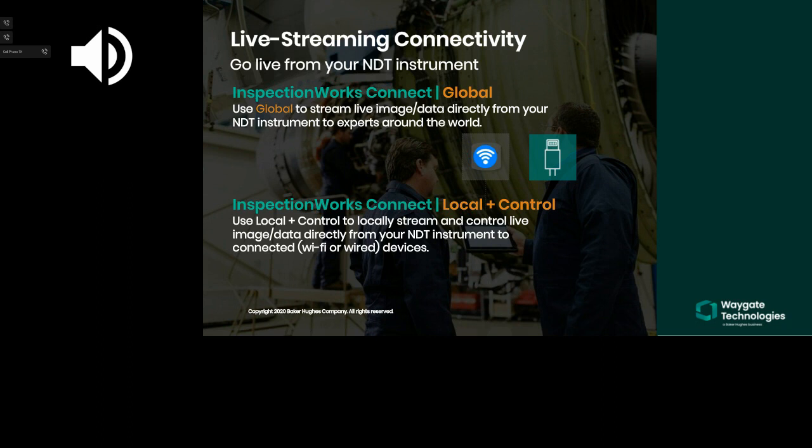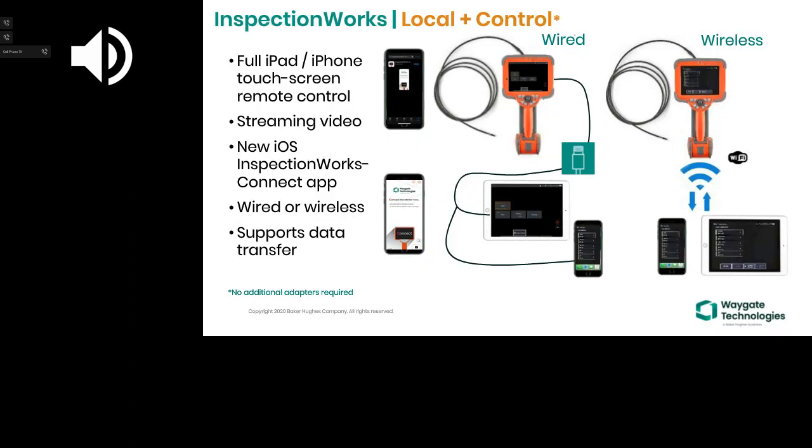And then also Local and Control is when I have on my phone, one of the current apps that we just posted on the Apple Store is InspectionWorks Connect Local and Control. With an iOS device, you can wired or wirelessly control your Mentor Visual IQ. So it really increases the ergonomics and the ability for having multiple people watching the inspection as you're able to freely move around the asset that you're inspecting without cords and wires bogging you down and causing potential trip hazards.